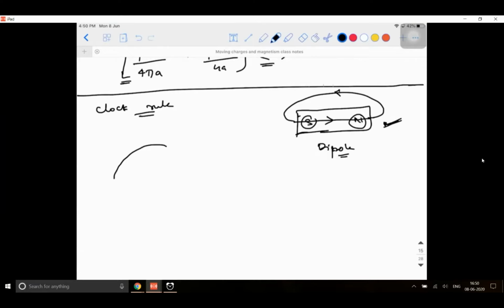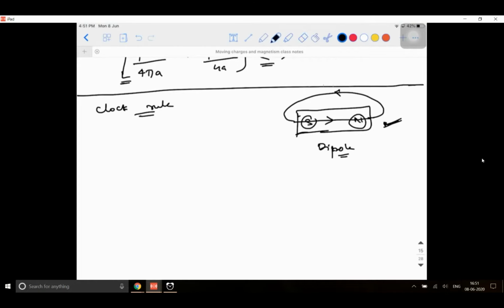So for a magnetic dipole, what is going to happen? The magnetic field outside the magnetic dipole is going to be from north to south, and inside it is going to be from south to north. Am I right? So when this is the case, I'm going to say a concept, make a note of it, write it down.